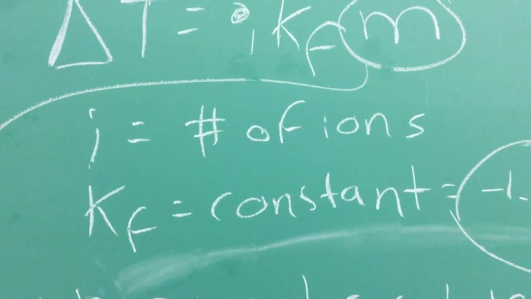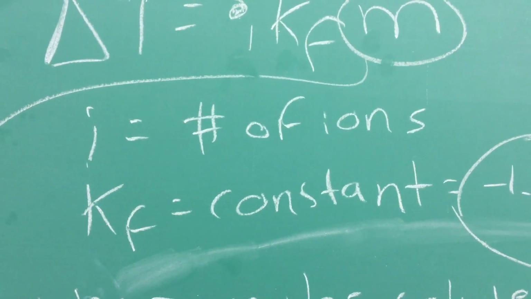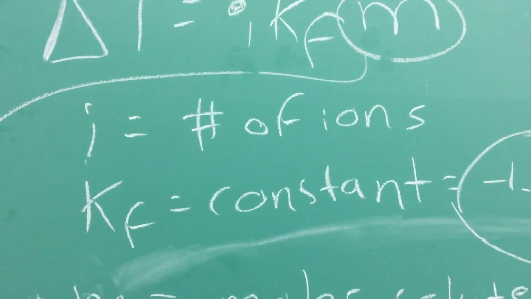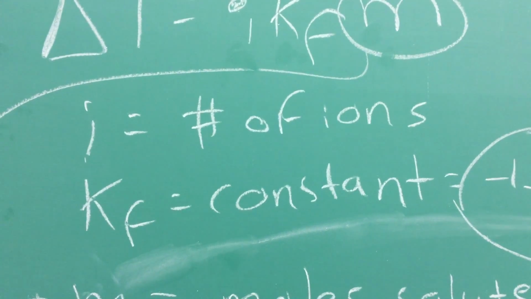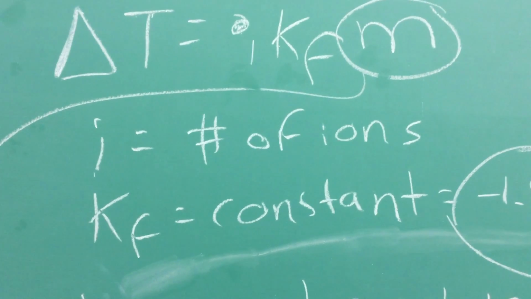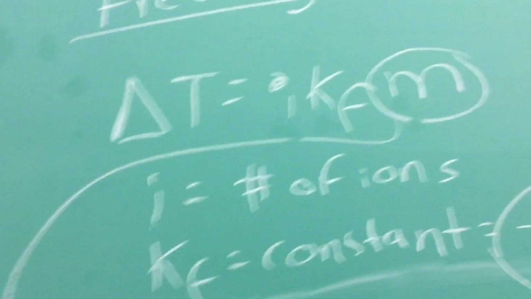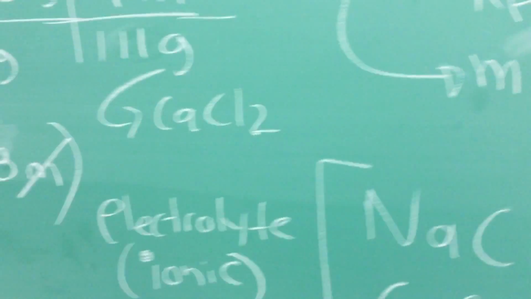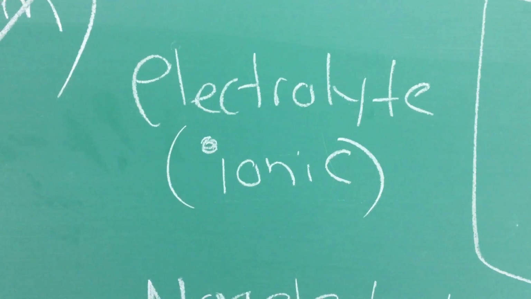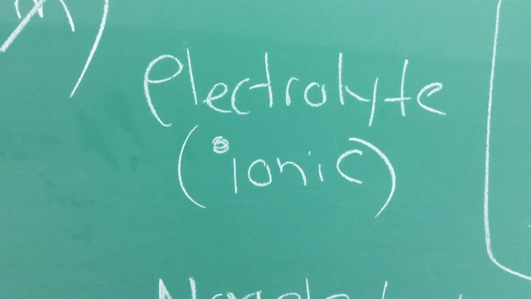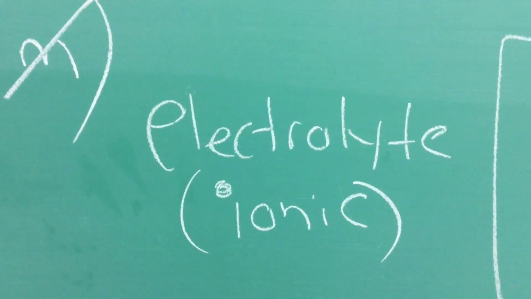i is the number of ions. Okay. That means how many ions are in your solution. Or number of particles. Probably number of particles is more accurate. Okay. So I'm going to talk a little bit about i because a lot of you are still confused on that. So if we have something that is an electrolyte, electrolytes are ionic, and I know last week you guys were talking about this. Let's focus first on electrolytes.